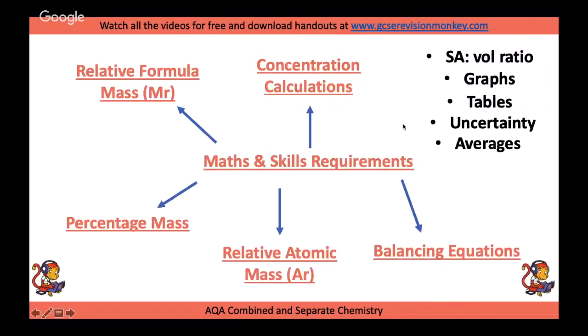We're going to move on to look at maths skills. Surface area to volume ratio is something that could come up again, in chemistry or physics. Looking at graphs, drawing graphs, tables, reading data from tables. Uncertainty is range divided by 2. So that's definitely an equation to remember. Uncertainty is range divided by 2, and they could ask you to calculate averages.